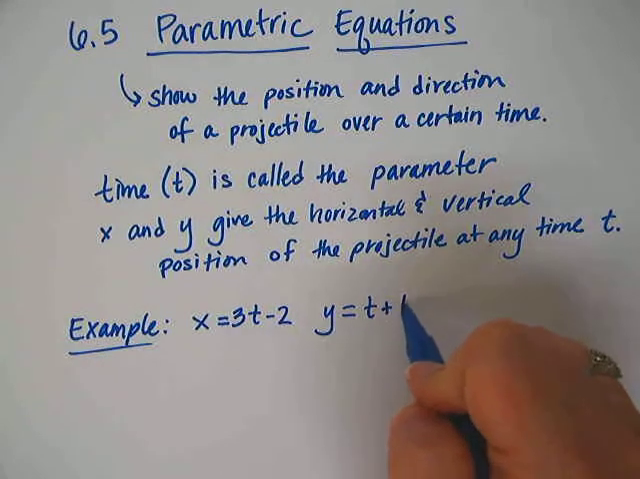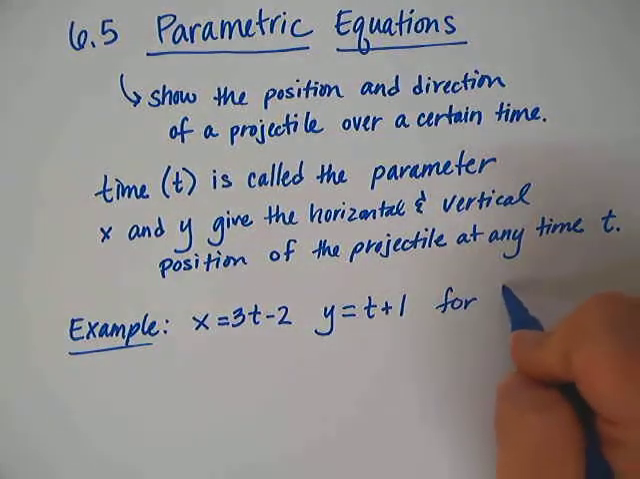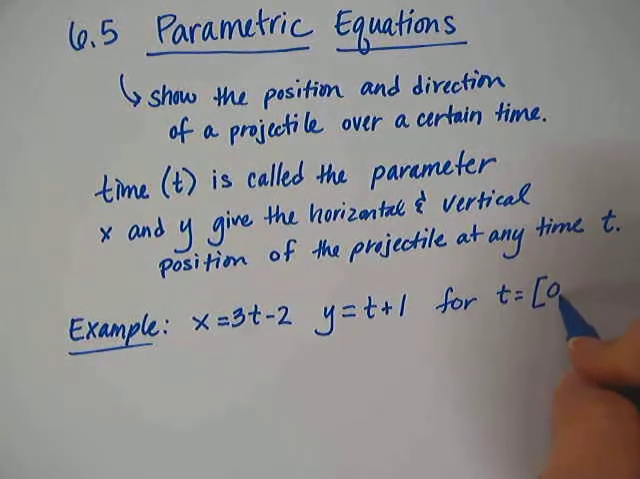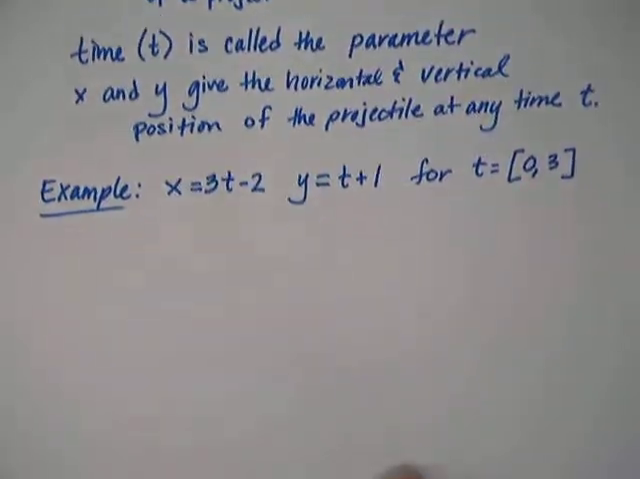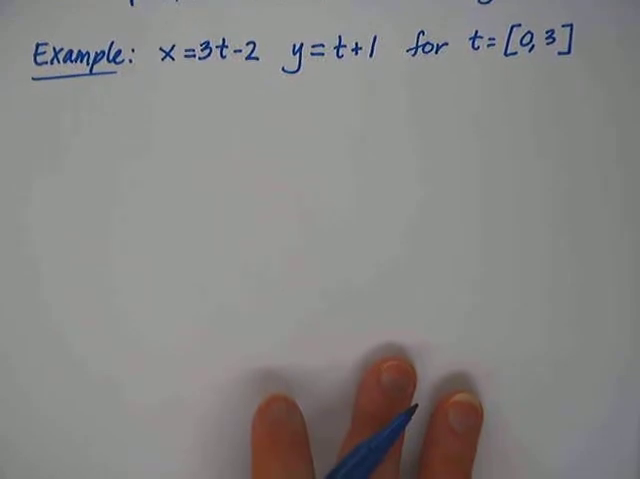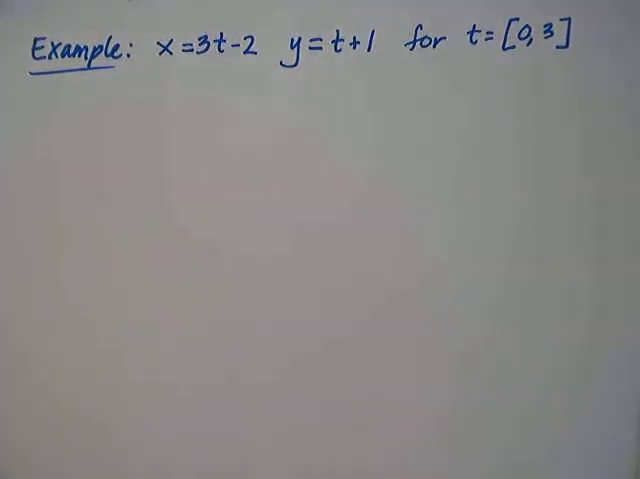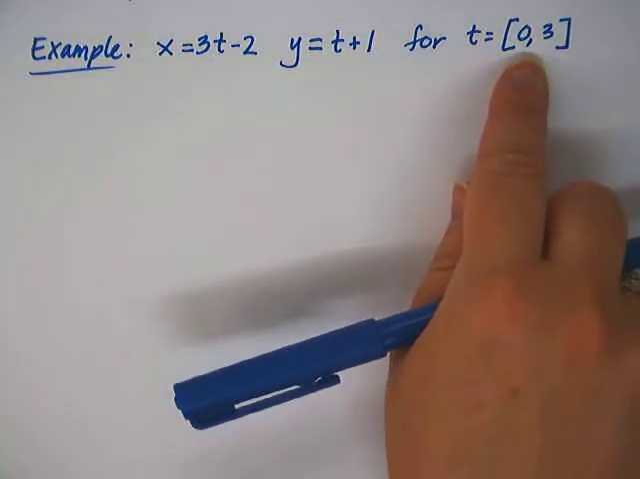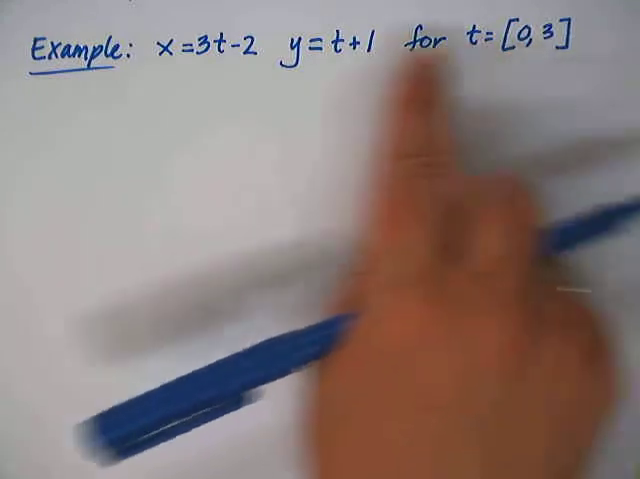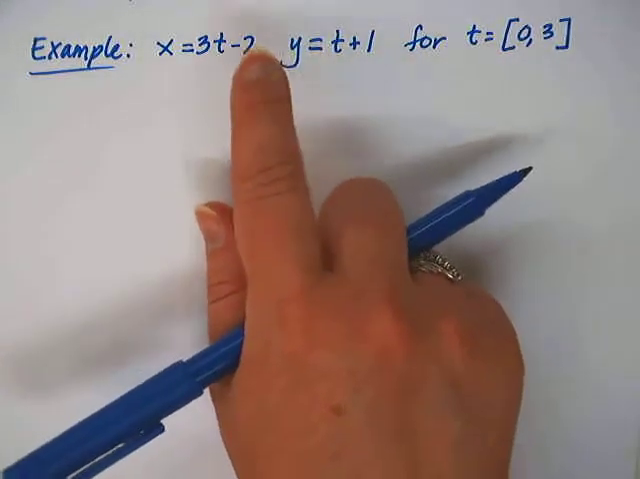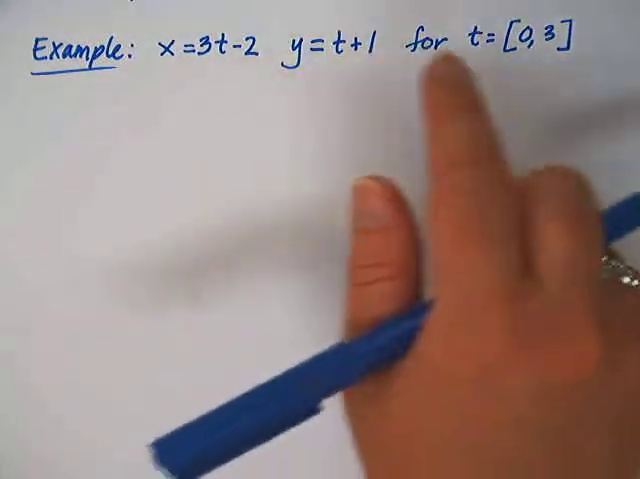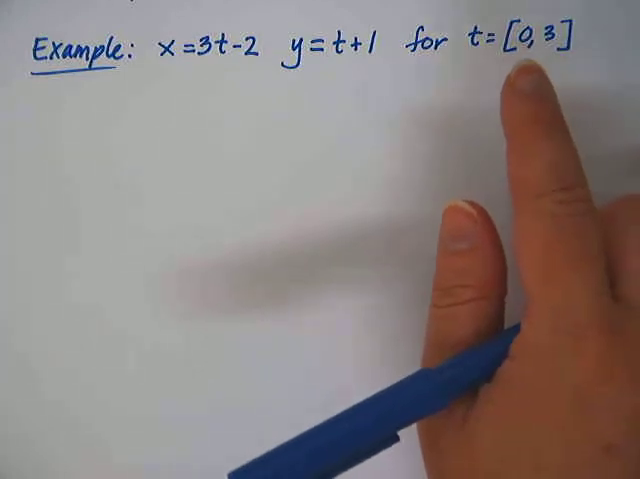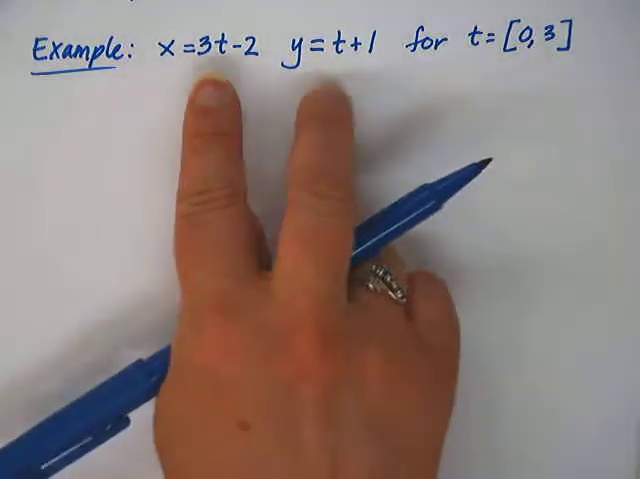So x equals 3t minus 2. And y equals t plus 1. And we're going to go for a limited amount of time from 0 to 3. So here is an object in motion for 3 time units. And during those 3 time units, if we take any time during that time and plug it into these equations, that will give us the vertical and horizontal location of that object in motion at any of those times.